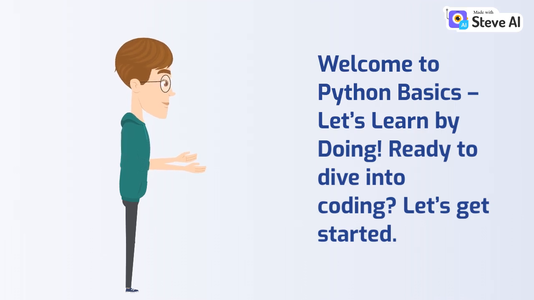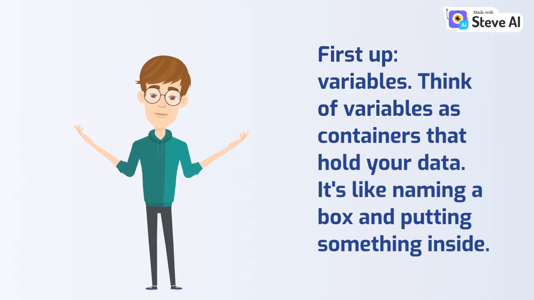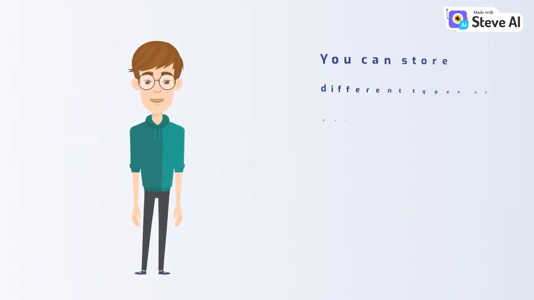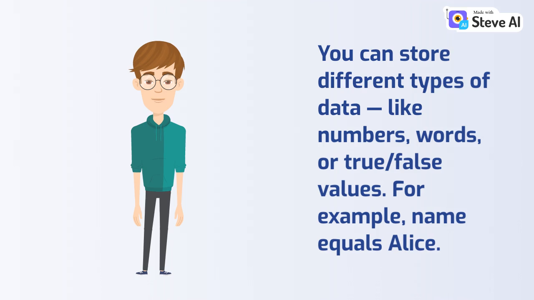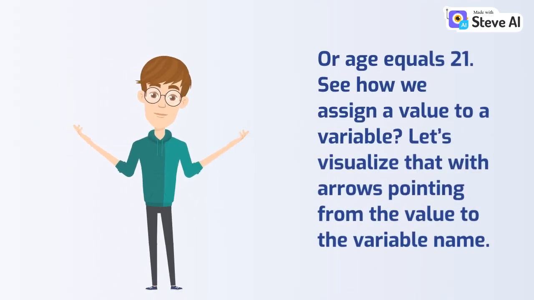Let's get started. First up, variables. Think of variables as containers that hold your data. It's like naming a box and putting something inside. You can store different types of data, like numbers, words, or true/false values. For example, name equals Alice, or age equals 21. See how we assign a value to a variable? Let's visualize that with arrows pointing from the value to the variable name.